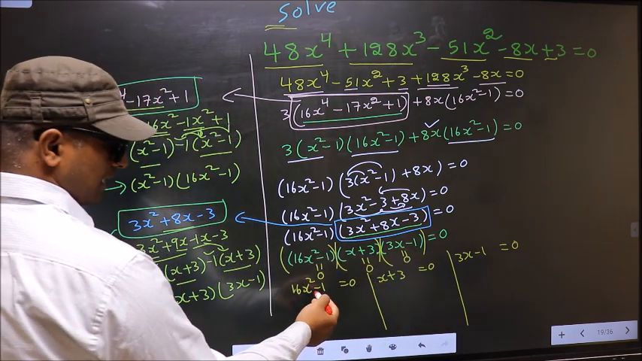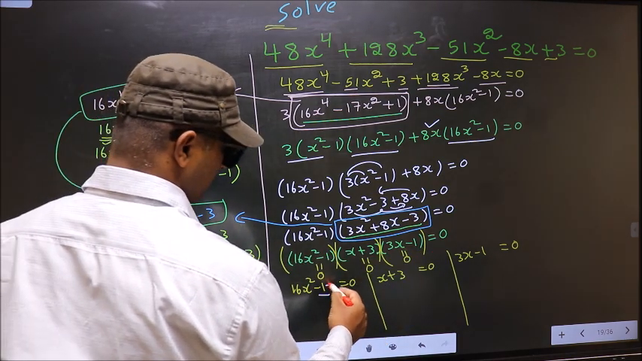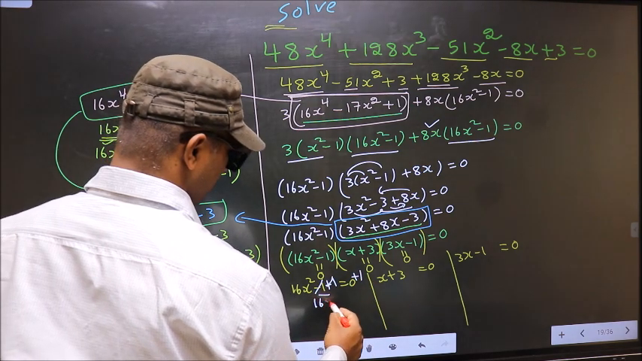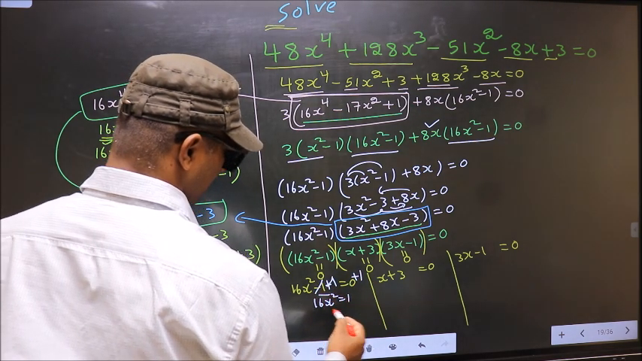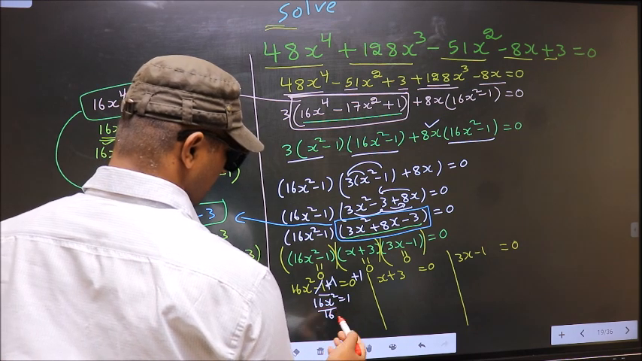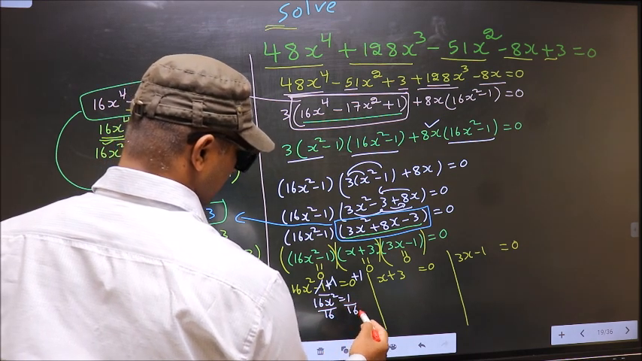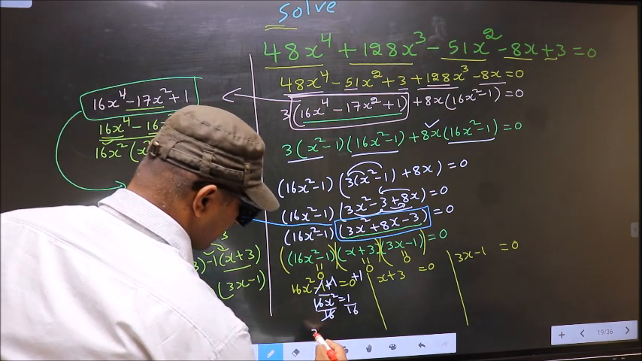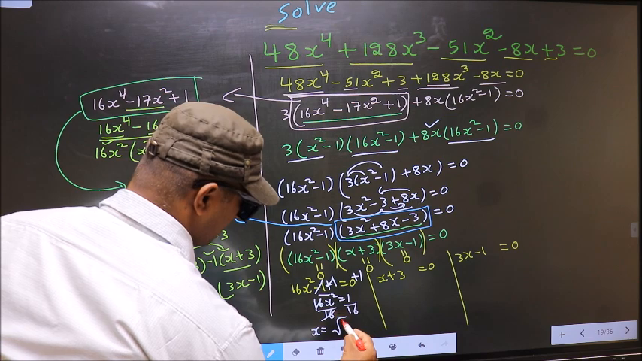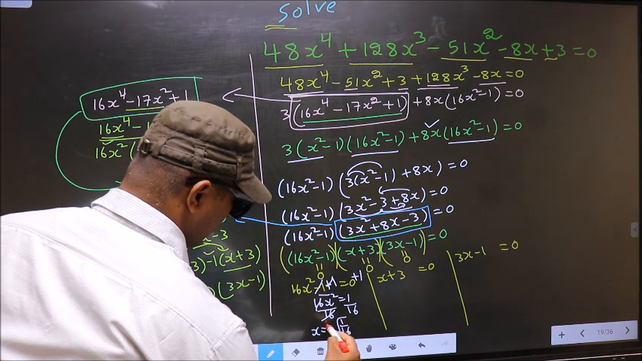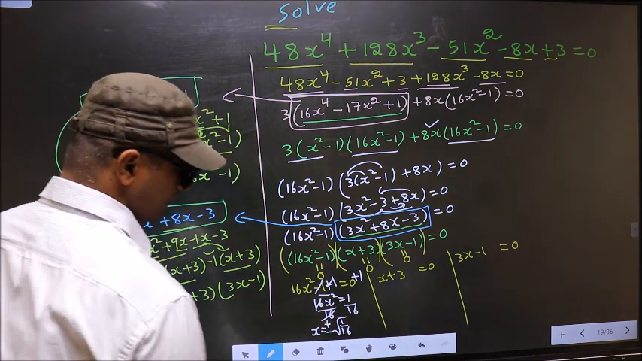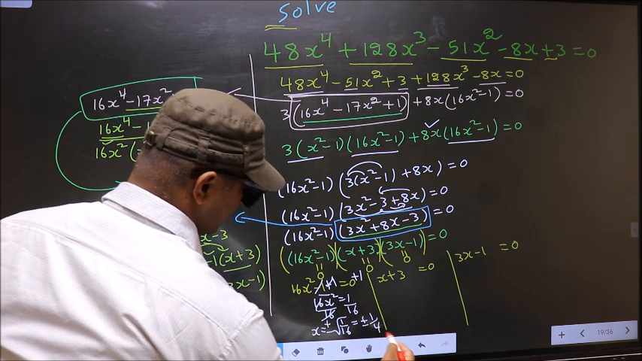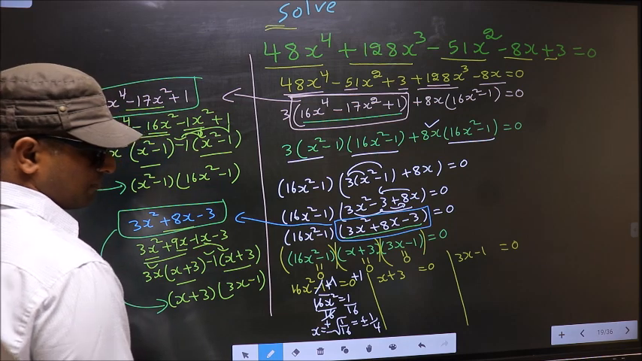Now to get x values from here, first I should remove minus 1, so you add 1. It gets cancelled, you get 16x square equal to 1. Now you should remove 16, for that divide by 16. So it cancels out. Now shift the square to the other side, it will become square root of 1 by 16. Not only that, you should consider both plus or minus. So we get plus or minus square root of 1 by 16, which is 1 by 4.